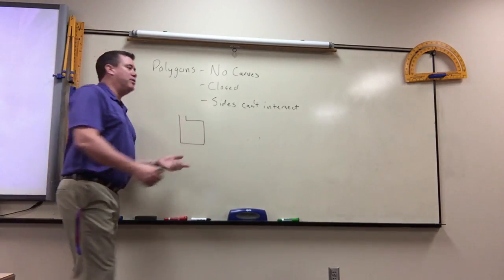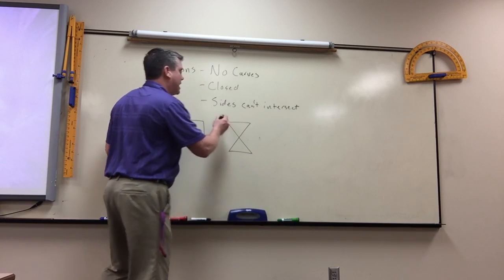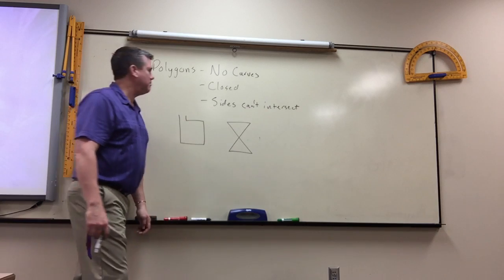Okay. And then the other one to look for, sides can't intersect. This is the most common one. That's not a polygon because these two sides intersect. Okay?